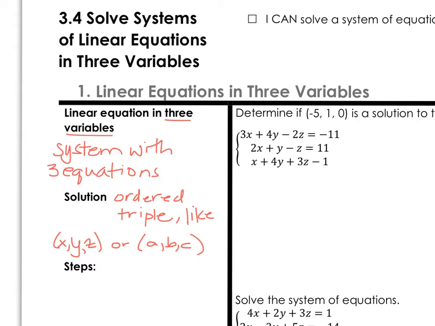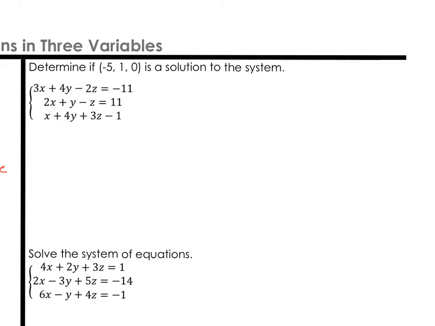Our first example on the right gives us a possible ordered triple solution. We just have to verify. Just like when we verified for graphing, to verify means the solution has to work for all 3 equations. It says determine if (-5, 1, 0) is a solution to the system. That means you're going to substitute in -5 for x, 1 for y, and 0 for z.